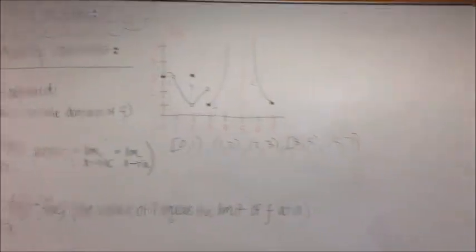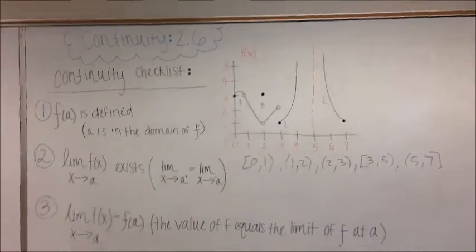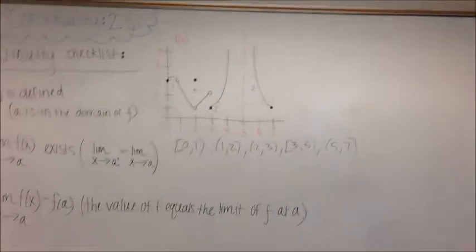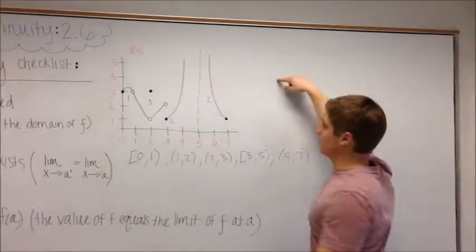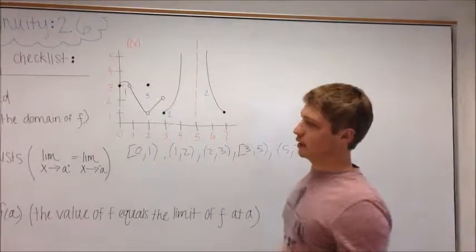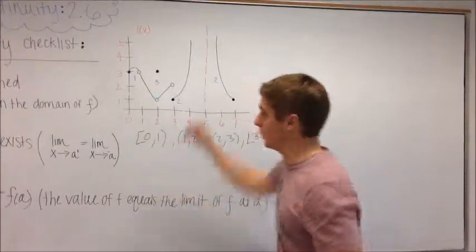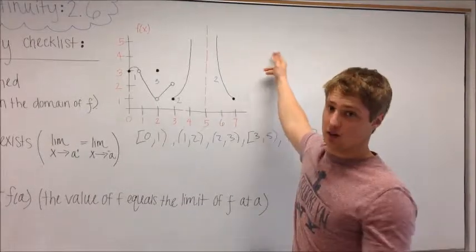A good rule of thumb when you're looking for continuity is if you can draw your function without picking up your pen or pencil, then it's going to be continuous. If you have to pick it up, then it's going to be discontinuous at that point.